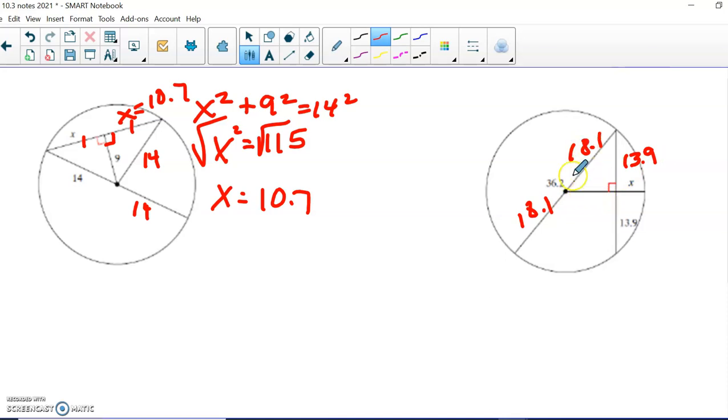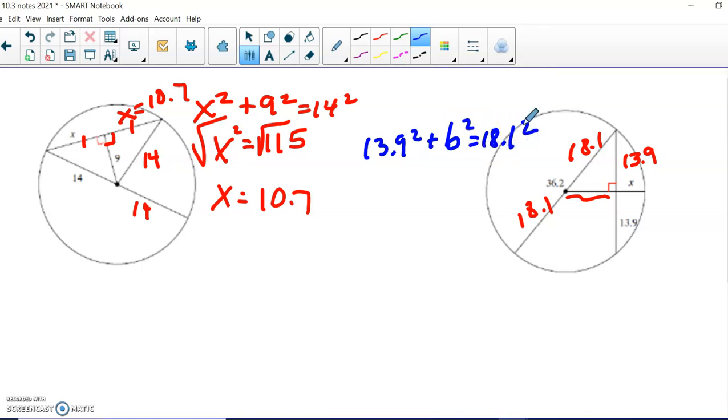What we're going to do is good old Pythagorean theorem, because again we have a right triangle. I want to see how big this piece is. And the question is, how big is this piece? Once I figure out how big this leg is, I'm going to take the whole length of the radius, which is 18.1, subtract this piece, and we'll have our answer. So again, the first thing we're going to start with is Pythagorean theorem. I'm going to say that 13.9 squared plus b squared, we'll call it, equals 18.1 squared.